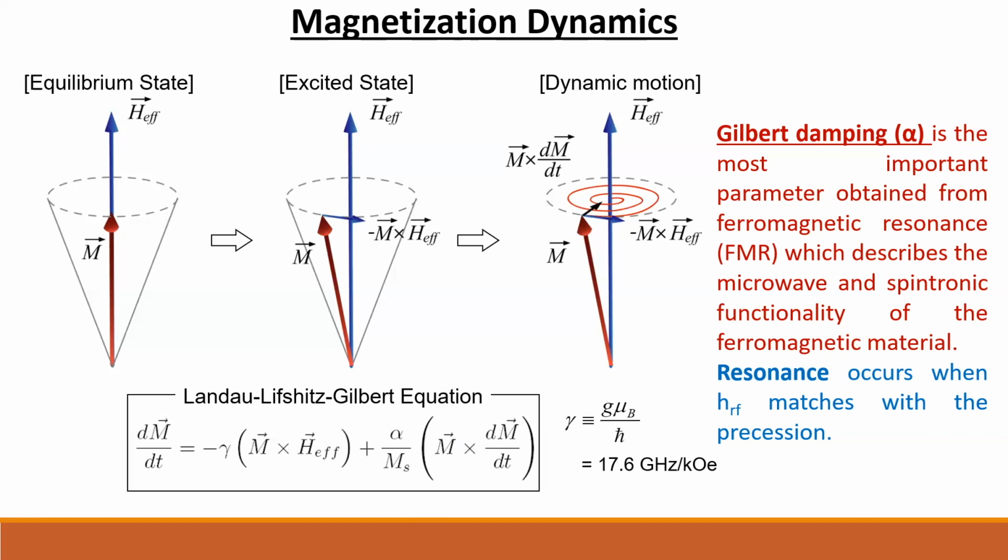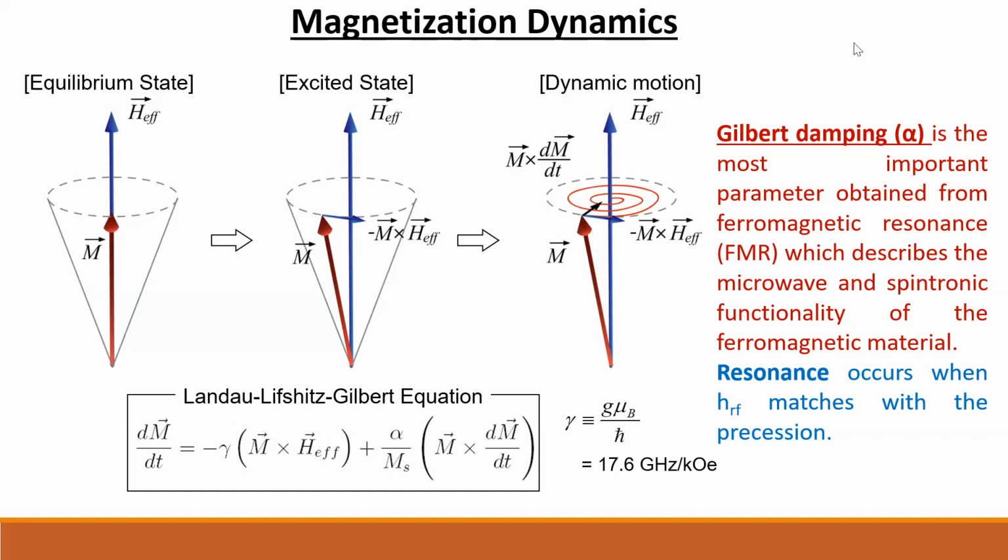The conservative torque arises from the interaction between the magnetization and a conservative field, such as an external magnetic field. It aligns the magnetization with the field and is responsible for the precession of the magnetic moment around the effective field. So you can see here, this is the conservative. In the excited state, the conservative torque comes into the picture, and it tends to precess the magnetization across the magnetic field.